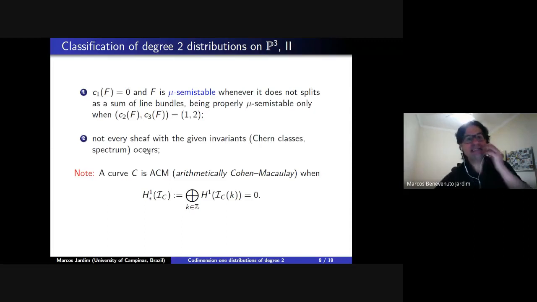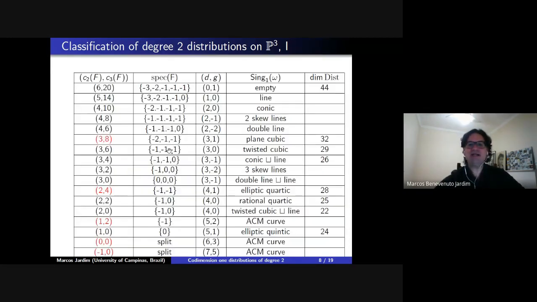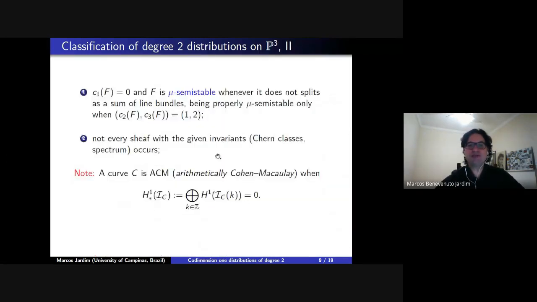And as I mentioned, not every sheaf with the given invariants, Chern classes, and even the spectrum does occur as the tangent sheaf of a distribution. And also here in the table, I put some ACM curves here, just to quickly recall what ACM means. ACM is the acronym for arithmetically Cohen-Macaulay. And one characterization is this, right? So the ideal sheaf of the curve has no cohomology in level 1. The first cohomology module, the so-called Rao module of the curve, is zero.